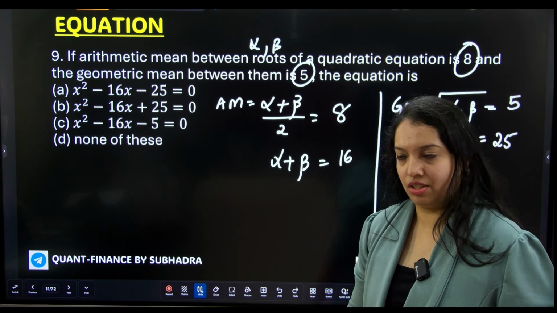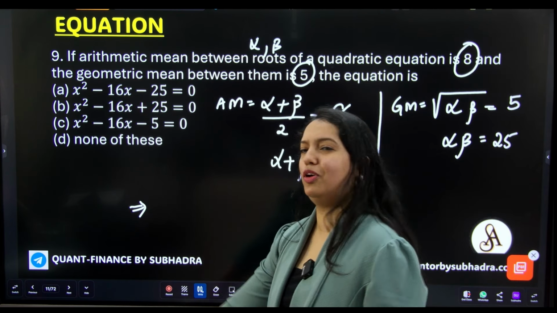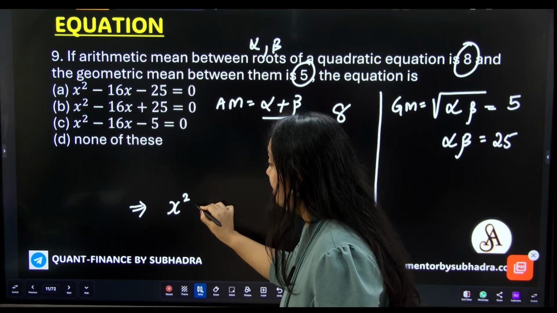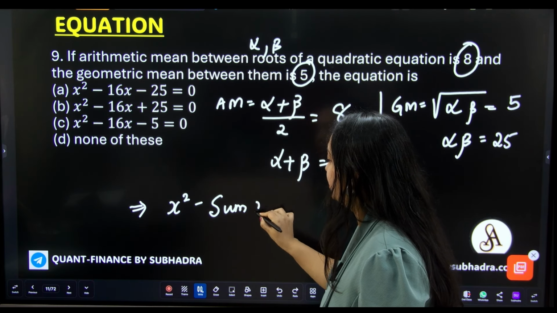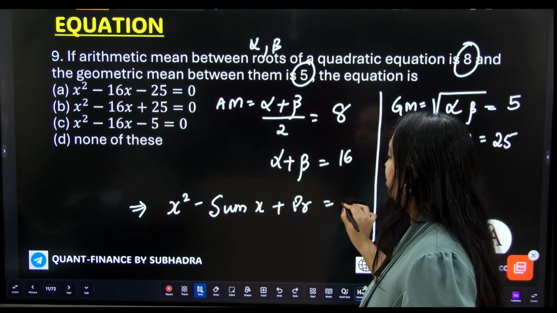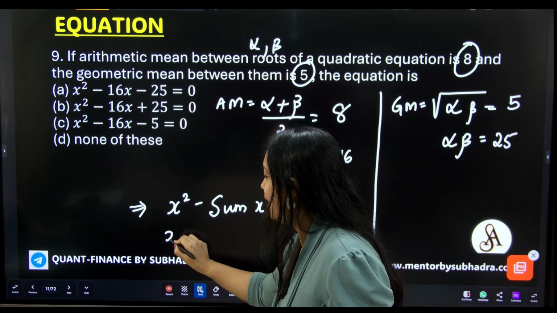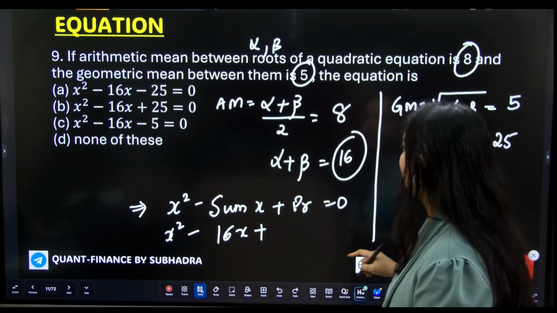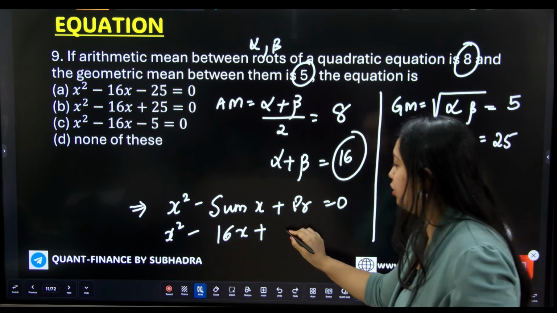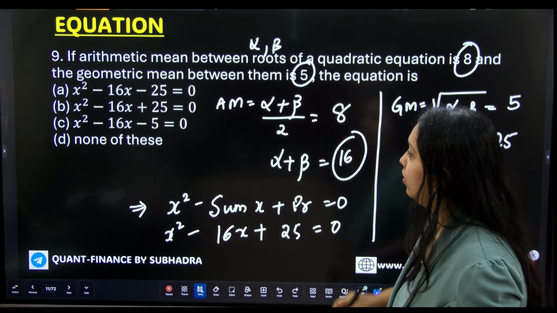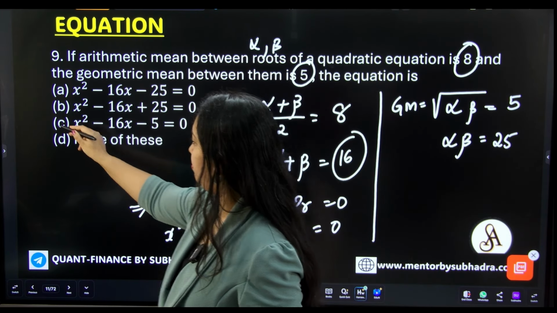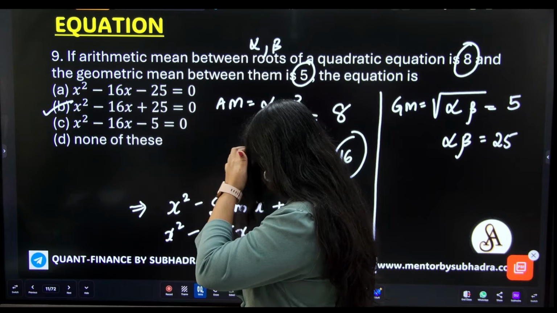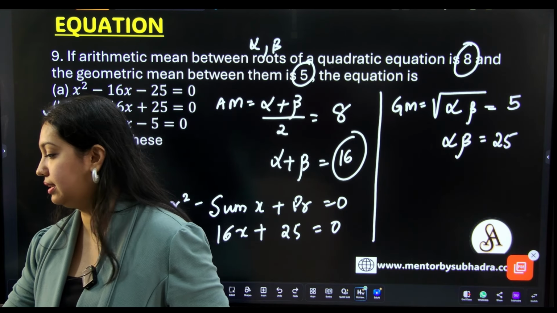What is the standard form of any quadratic equation? x square minus sum of the roots into x plus product of the roots is 0. x square minus, what is the sum I got? 16x plus, what is the product? Alpha beta value I got is 25, equal to 0. When I check, this is option B. Simple question, but it's there in the additional question bank. Next.